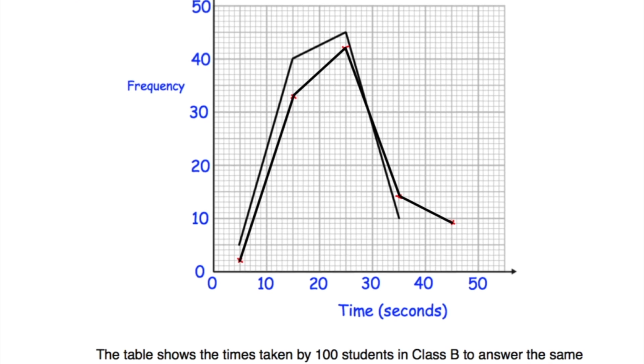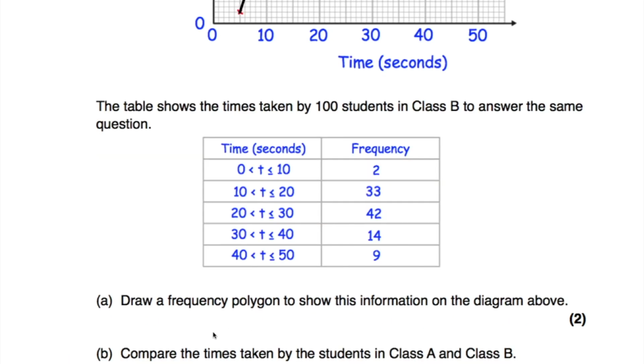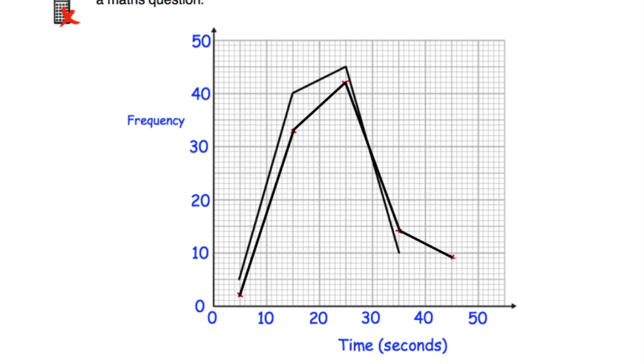Okay, let's have a look at our next question. Part B says, compare the times taken by the students in Class A and Class B. So we've been asked to compare the times by the students in Class A and Class B. So let's look at our frequency polygons and let's actually label which one's which. So the first one, the one that was drawn for us, is Class A, so that's that one, and the one beneath it here is Class B.